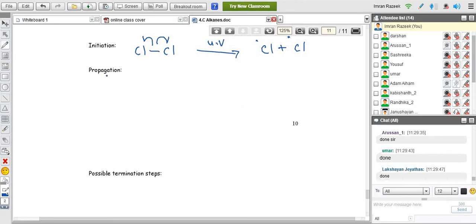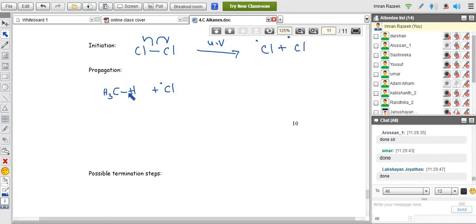So in the propagation step, I'm going to show the carbon-hydrogen bond here. It's just methane, but I highlighted the carbon-hydrogen bond because I'm going to substitute this particular hydrogen with this chlorine. So I just showed the one carbon-hydrogen bond, right? So now this bond is a polar bond. Even though the whole molecule is non-polar, the C-H bond is a polar bond.